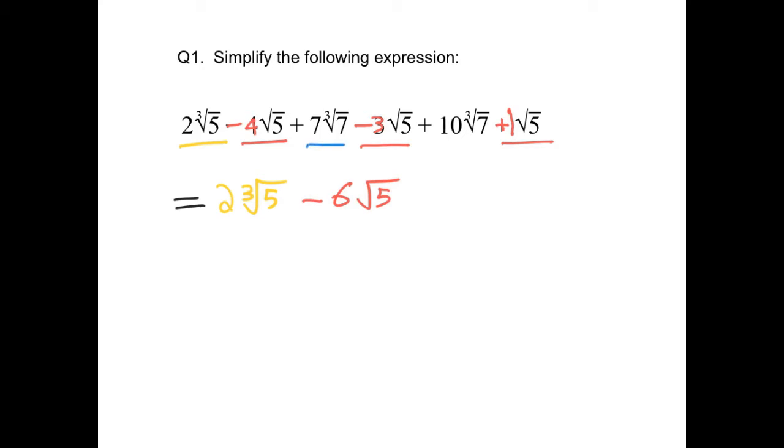And we have 7 times the cube root of 7 and 10 times the cube root of 7. They have the same degree and the same radicand, so they can be combined together. What we're going to do is add the coefficients. So we have 7 plus 10, which gives us 17 times the cube root of 7. That is our simplified expression for question 1. So we just look through for degrees and radicands which are exactly the same, and those can be combined into simplified expressions by adding together the leading coefficients.